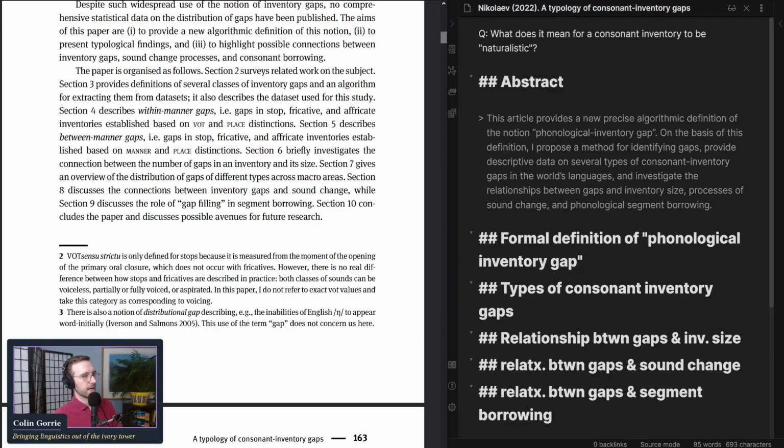Section 6 is about the relationship between gaps and inventory size. Section 7 is a relationship between gaps and area. So this macro area is a particular way of coding part of the world in which the language is traditionally spoken. Section 8 then talks about the relationship between inventory gaps and sound change. And then section 9 is gap filling and segment borrowing. And then section 10, obligatory conclusion.